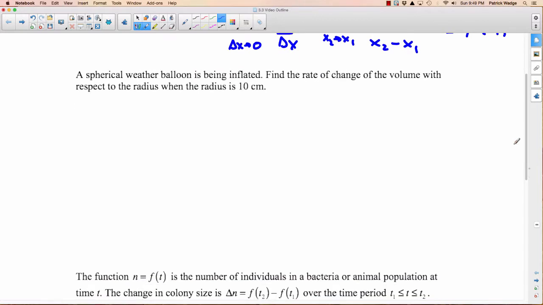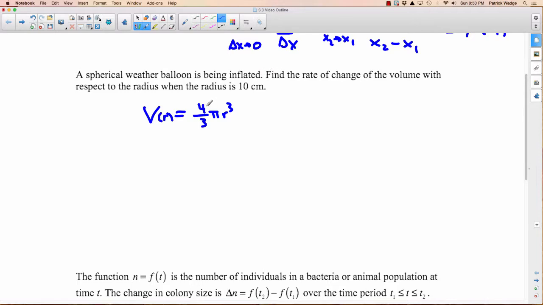A spherical weather balloon is being inflated. Find the rate of change of the volume with respect to the radius when the radius is 10 centimeters. We're talking about a spherical weather balloon. Remember, a sphere is like a ball, and we're talking about the volume. What's the volume of a sphere? The volume is equal to 4/3 pi r cubed. This is volume in terms of r. The only unknown here is the r. Pi is just a constant, 3.141 and so on.